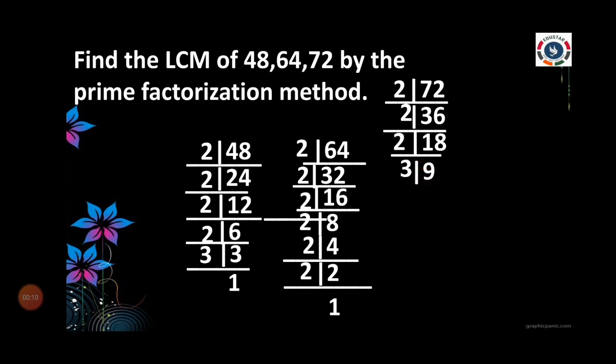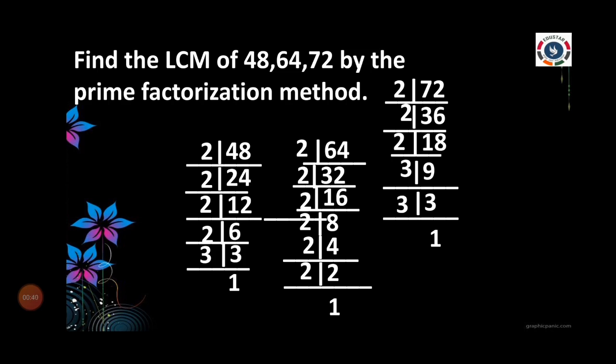So write 3 outside. How many times is 3 there in 9? Only 3 times. So 3 threes are 9. So write 3 below the 9. Now 3 is a prime number, so use the same prime number to divide the value. Write 3. How many times is 3 there in 3? Only one time. So write 1 at the bottom. So you want to divide the value to get up to 1. Okay, so this is the method to divide the values.